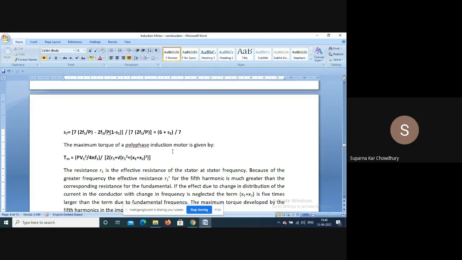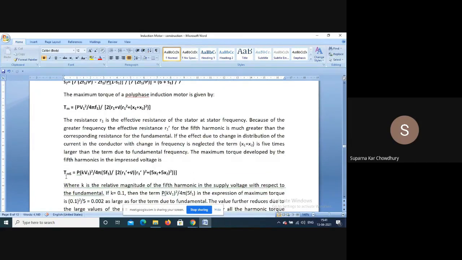Now because of the greater frequency, the effective resistance will be much higher for the 5th harmonic. So if it is R1 for the fundamental, it can be say R1 dashed for the 5th harmonic, which is much higher. So for the 5th harmonic, we can write the torque expression like this. Obviously, we know the presence of harmonics in a particular waveform decreases with the increase of order. So say it is k times the fundamental, where k is a factor less than 1.